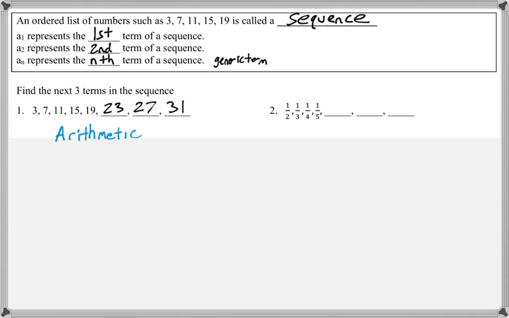Okay, number 2, we have 1/2, 1/3, 1/4, 1/5. So essentially they're just adding 1 to the denominator each time. So these will be my next 3 terms.